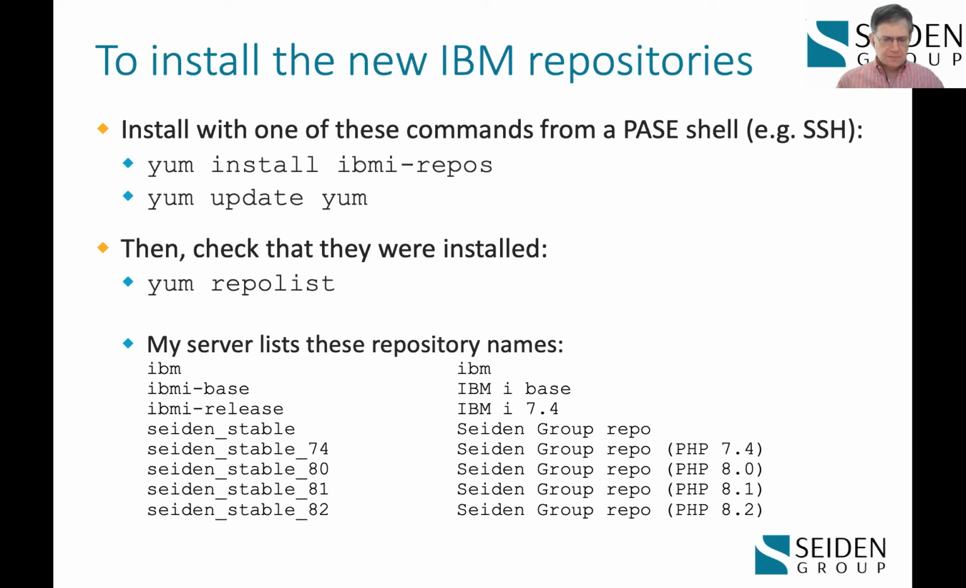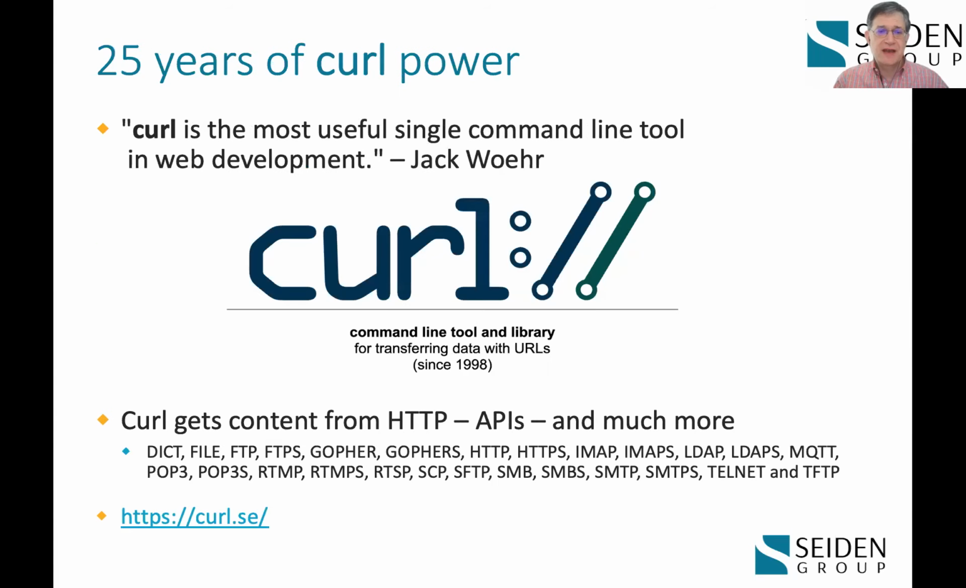And then you run yum repo list. And here's an example of what my server shows. I have IBM, the old one, IBM i base, IBM i release, and then all these Seiden Group PHP repositories for different versions of PHP. And you run these commands from either QShell, Up2Term, SSH, one of those. And the instructions on one of those early slides that I had shows you how to set them up. So if there are any questions, put them in. But this is kind of a prerequisite now.